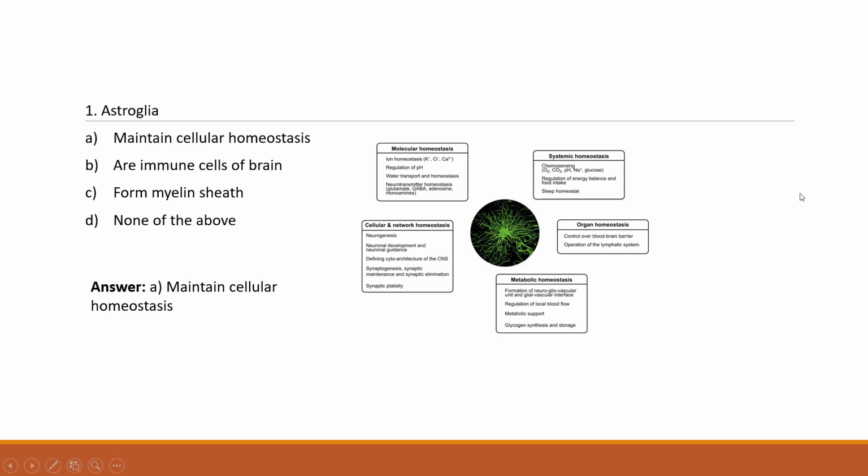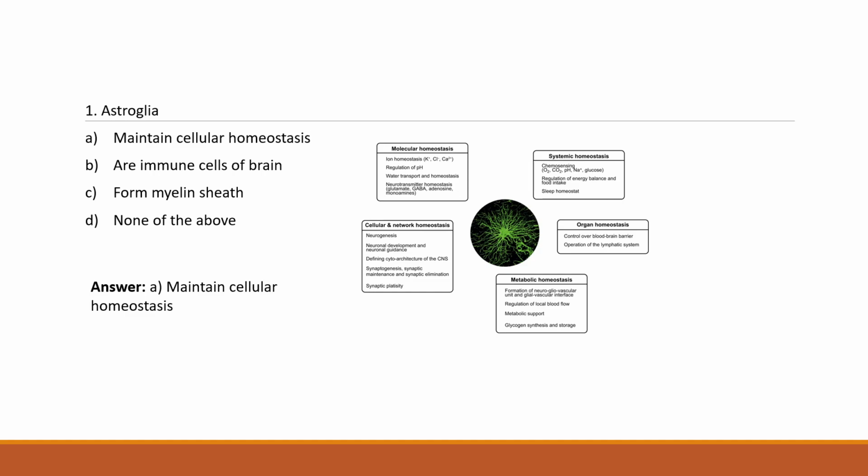And then it is also helpful in maintaining your sleep cycle. So your sleep homeostasis also will be maintained by your astroglia. Then organ homeostasis. So at a larger level, it will have a control over your blood brain barrier, and it is also helpful in operation of the lymphatic system. Then comes metabolic homeostasis, formation of neurogliovascular unit and glial vascular interface.